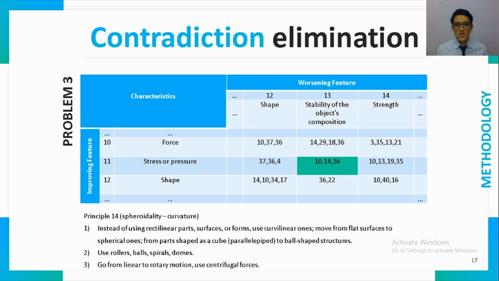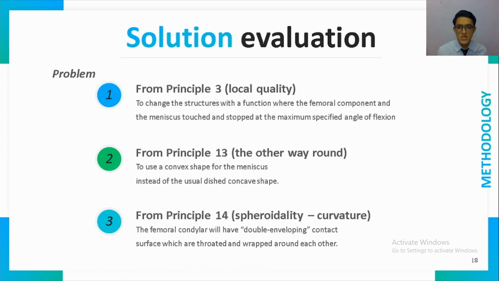For the last problem, the principles are 12, 14, and 36. Principle 14, sphericality and curvature, is chosen with the explanation: instead of using rectilinear part surface or form, use curvilinear ones. Move from flat surface to spherical ones. Move from part shape as a cube to ball-shaped structures. Use rollers, balls, spirals, domes. Go from linear to rotary motion. Use centrifugal force. The next step is solution evaluation.